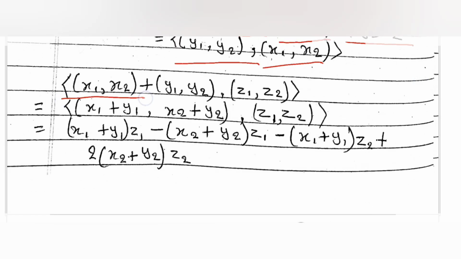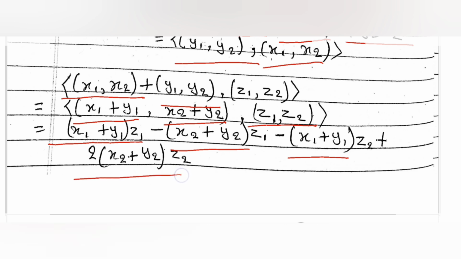And then we have (x1, x2) + (y1, y2) and (z1, z2) equals (x1 + y1, x2 + y2) and (z1, z2). So we'll solve it as (x1 + y1) z1 minus (x2 + y2) z1 minus (x1 + y1) z2 plus 2 (x2 + y2) z2.